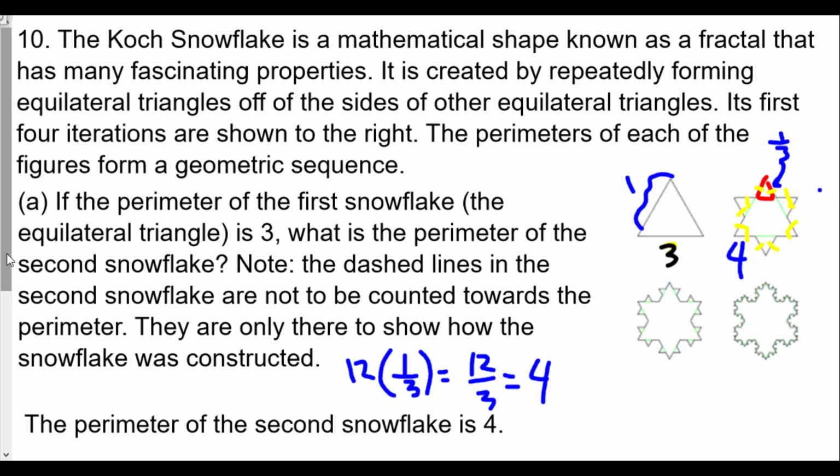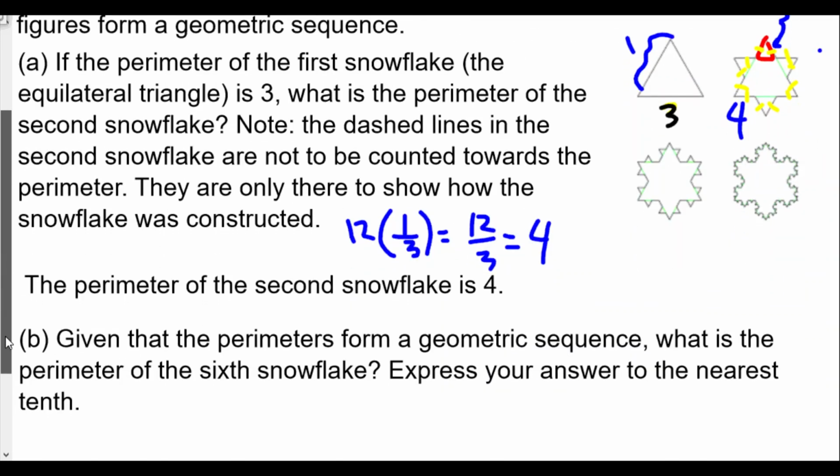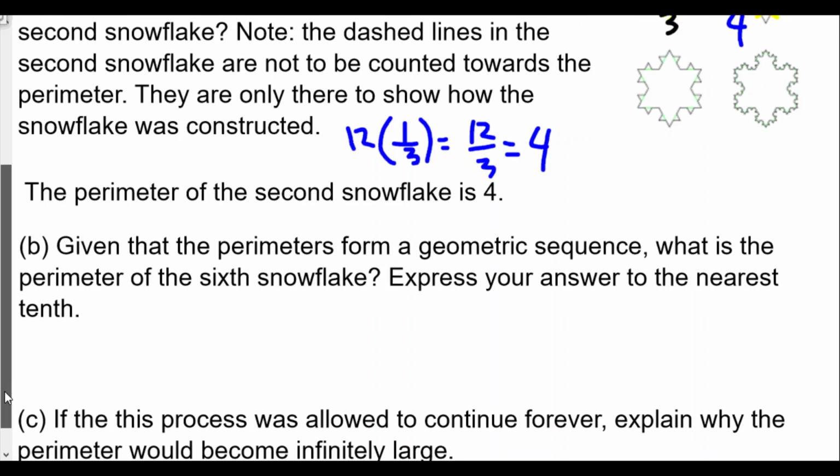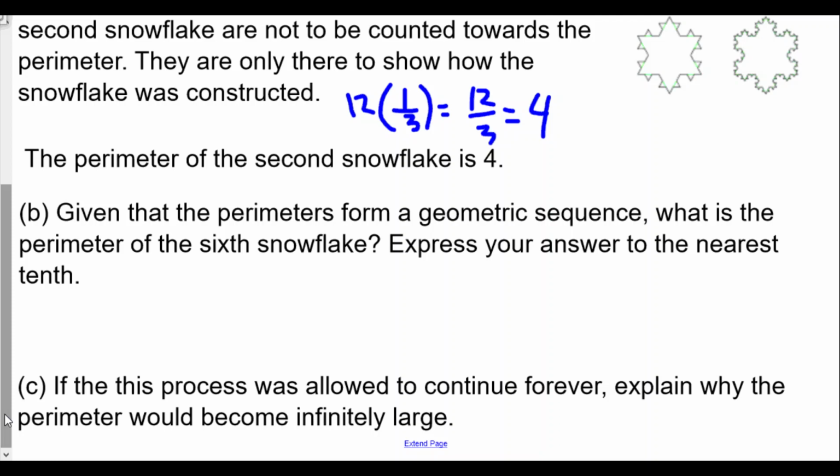So now they tell us that the perimeter is going to be a geometric sequence. So given the perimeters form a geometric sequence, what is the perimeter of the 6th snowflake? And express your answer to the nearest 10th. So here's the thing, okay? If this is a geometric sequence, then we know in this case we can use the formula A sub n is equal to A1 times R raised to the n minus 1.